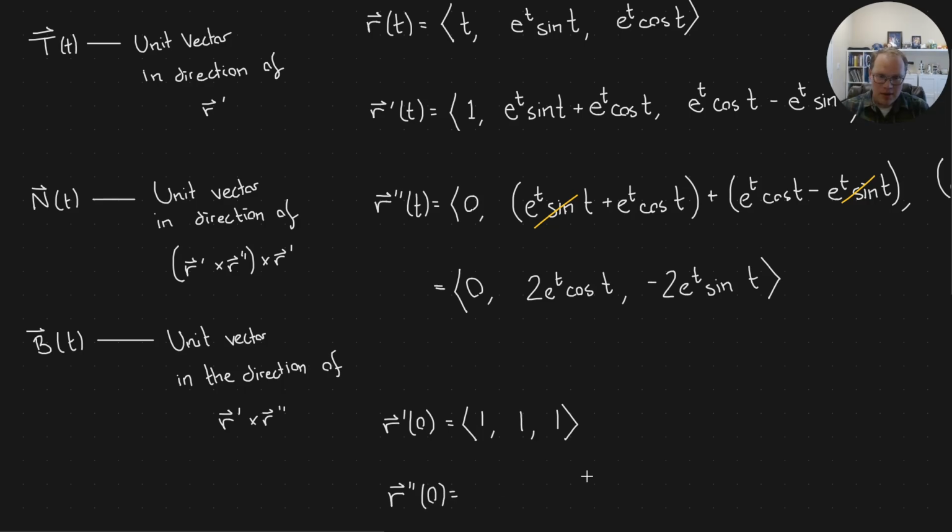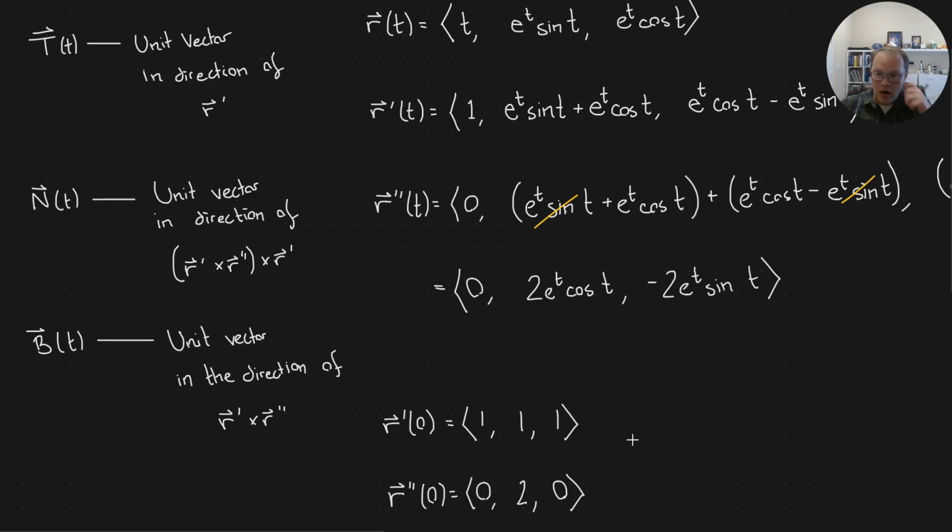Same thing for r double prime. First component of r double prime is a 0. Second component, if I plug in 0 for t, e to the 0 is 1. Cosine of 0 is 1. Times the 2, I get 2. Okay? And last component, e to the 0 is 1. Sine of 0 is 0. Times the negative 2, that's just 0 because sine of 0 is 0. So I get 0, 2, 0. Okay? So these are the vectors I'm going to use when calculating my unit tangent, unit normal, and unit binormal vectors.